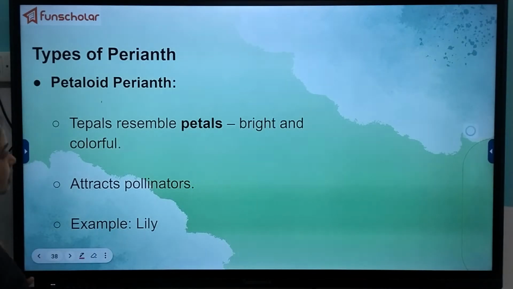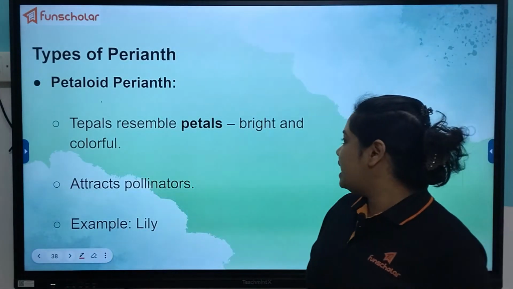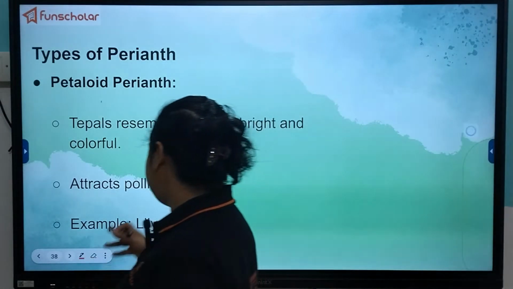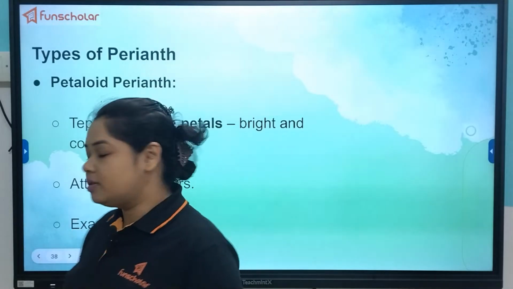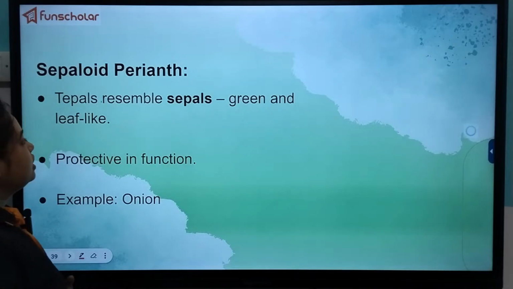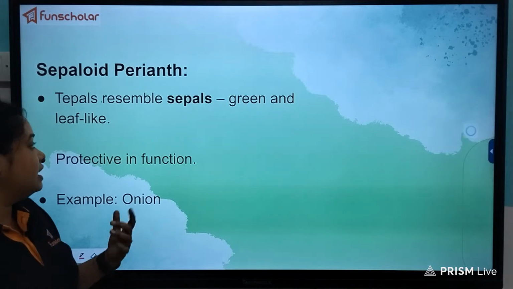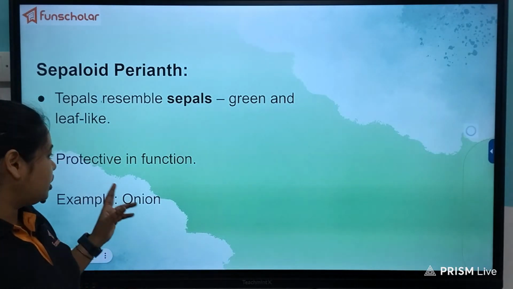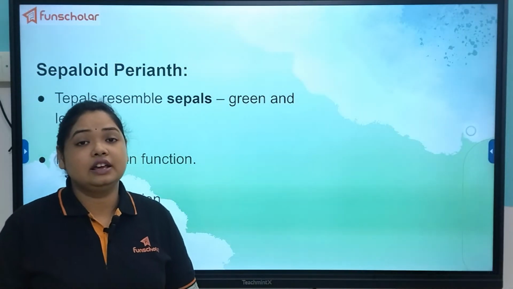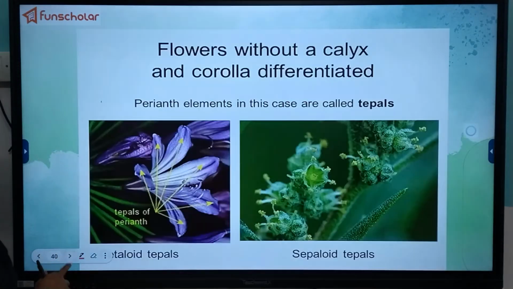Number one, petaloid perianth. As I said, they represent more like the petals, and they are brightly colored, they are scented also, and they attract the pollinators, as you can see in case of lily. Then in case of sepaloid perianth, they resemble more the sepals. That means they are green in color and they are leaf-like. So they will be protective in function, and since they are green, definitely they contain the chlorophyll pigment and will participate in the photosynthesis process.